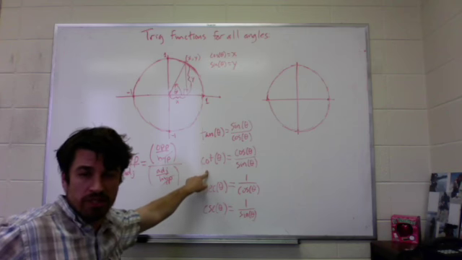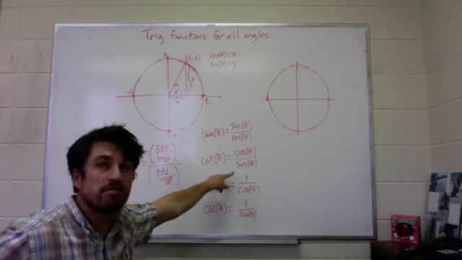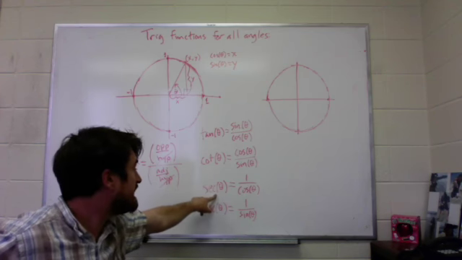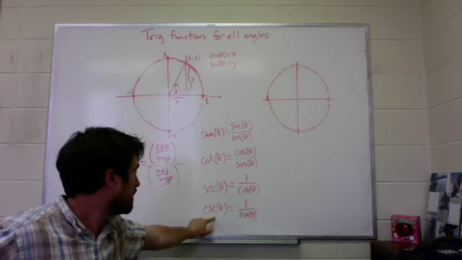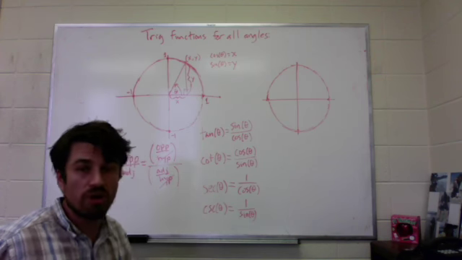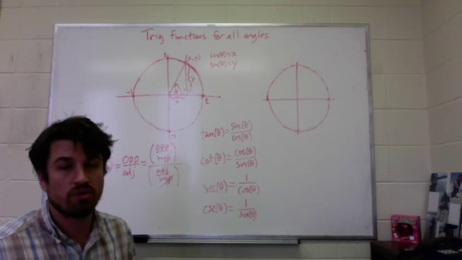For similar reasons, the cotangent can be defined as the ratio of cosine divided by sine. Secant of theta is 1 divided by the cosine, and the cosecant of theta is 1 divided by the sine. So these are all things that you can work out.